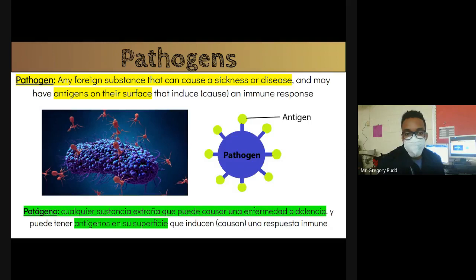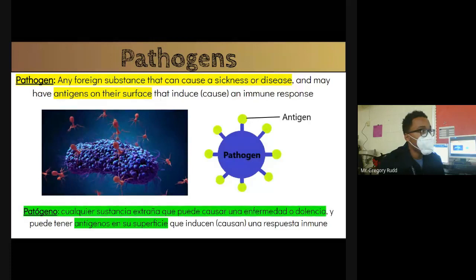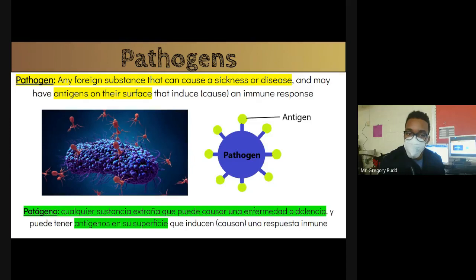So you get a common cold, which is often caused by a virus. That virus has a unique antigen on its surface. It might knock you out for a couple days. You might be stuffy, you might have some fatigue, maybe even a fever and a headache. But your body going forward will remember the antigen and you will avoid further sickness in the future.